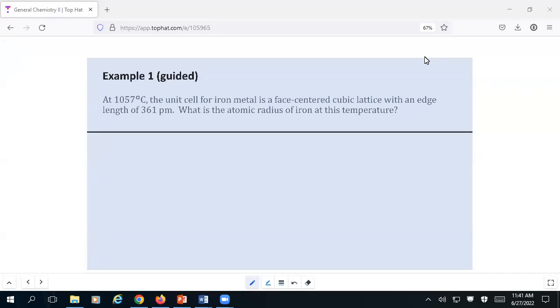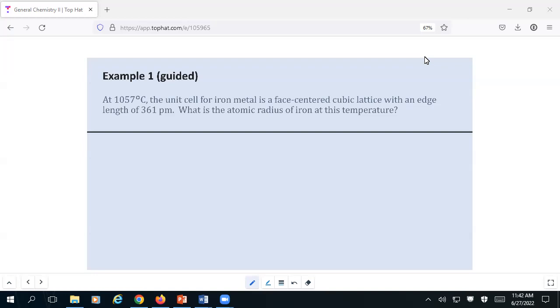So here's our first question. At 1057 Celsius, the unit cell for iron metal is face-centered cubic with an edge length of 361 picometers. What is the atomic radius of iron at this temperature?